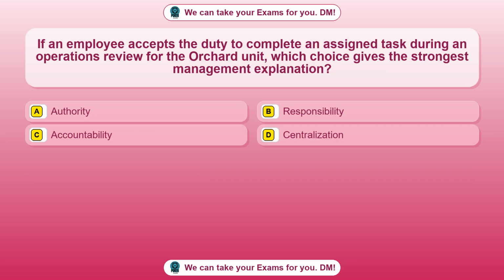Question 17. If an employee accepts the duty to complete an assigned task during an operations review for the Orchard unit, which choice gives the strongest management explanation? Option A, authority.